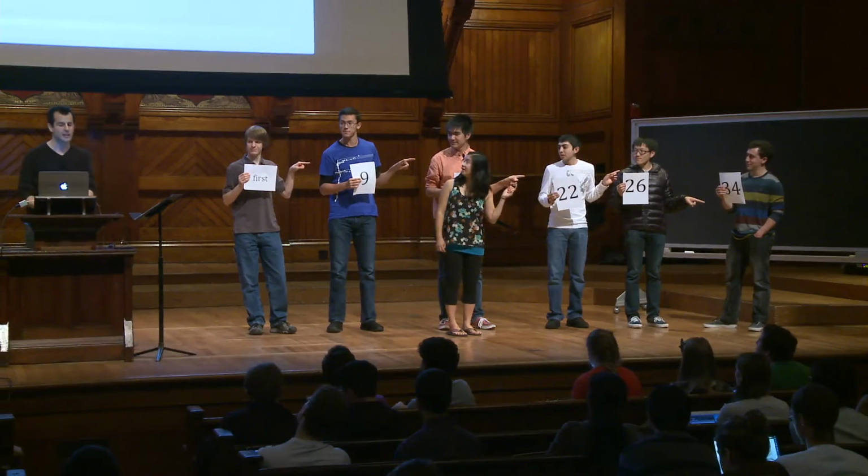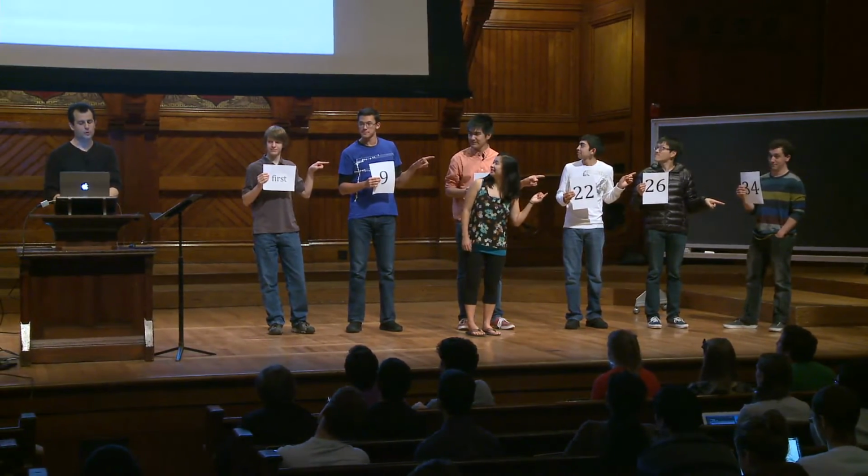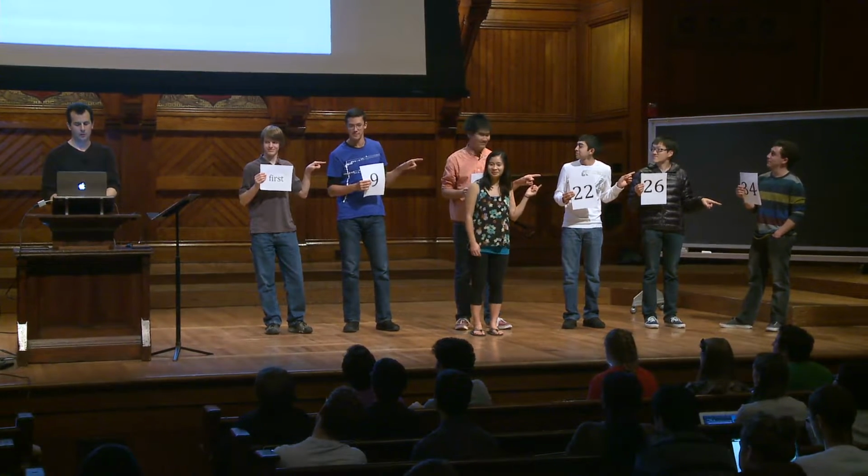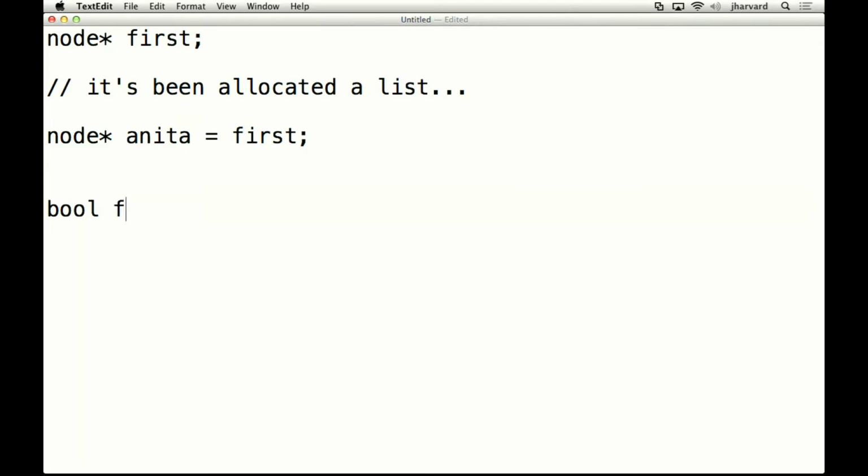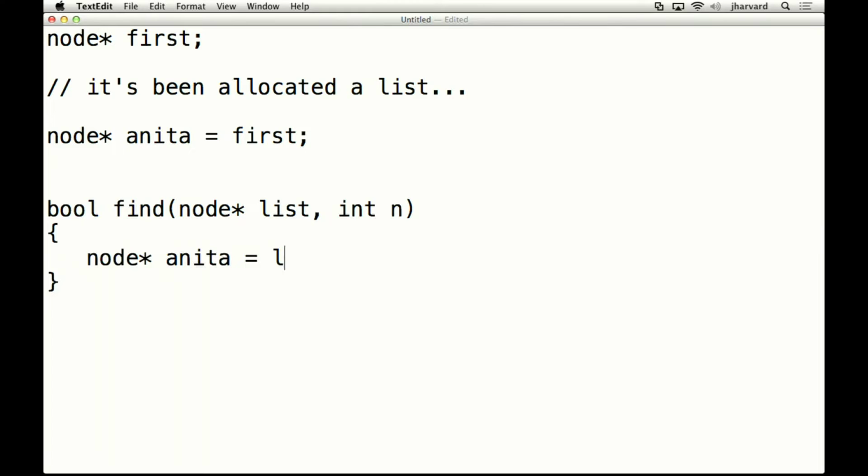So let me, while these guys stand here somewhat awkwardly, let me do something quickly like bool, let's see, find. I'm going to go ahead and say node star list int n. I'll be right back with you guys. Just have to write some code. And now I'm going to go ahead and do this. Node star Anita gets list. And I'm going to go ahead and say while Anita is not equal to null.